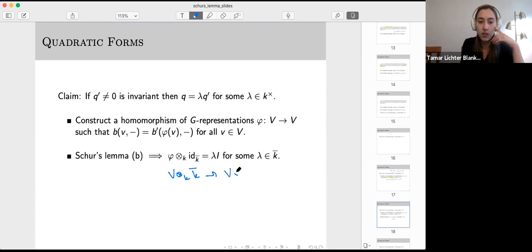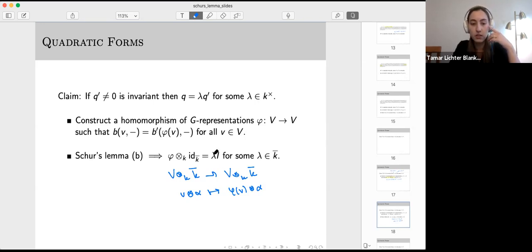So we can map from V tensor K bar to itself. This map that I called phi tensor ID is supposed to map any simple tensor, or you could extend it, to phi of V tensor alpha. And this is a homomorphism of G representations because phi is. So what we get from the second part of Schur's lemma is that this is actually of the form lambda times I for some lambda in K bar.